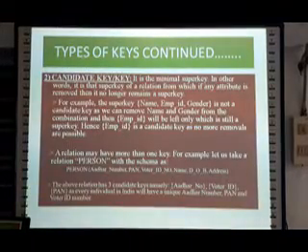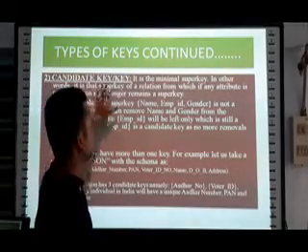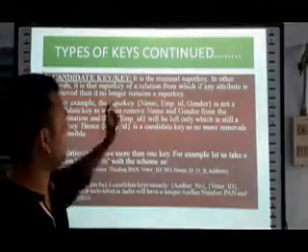Now let us come to the next one, that is the candidate key. Actually, the concept of the candidate key came from a specific key. Okay, a specific key.